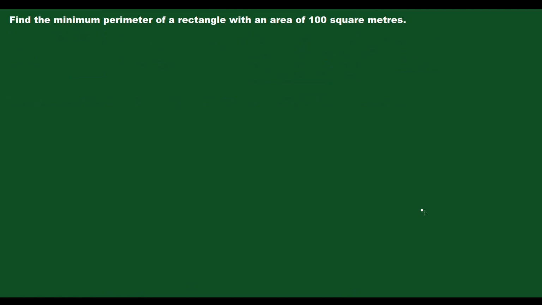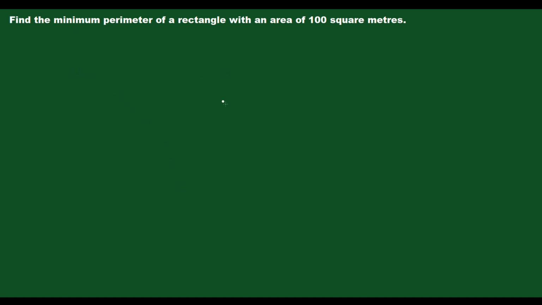Okay, let's do another one. For this question, we're told that we have to find the minimum perimeter of a rectangle with an area of 100 square meters. So this question is sort of the opposite of the last one, where now we're trying to find the minimum perimeter of a rectangle that has an area of 100 square meters. So let's think about it.